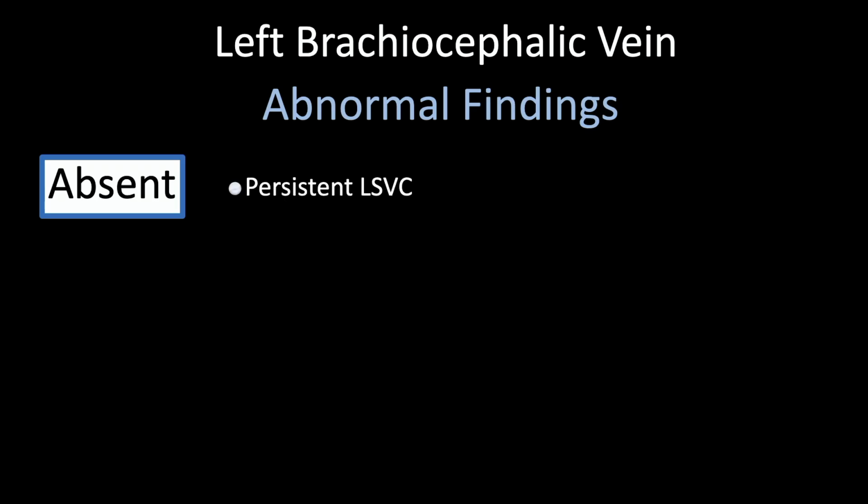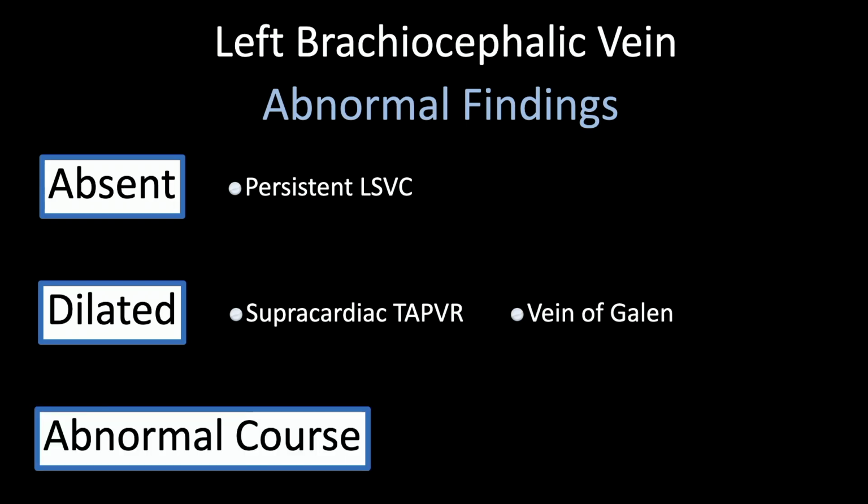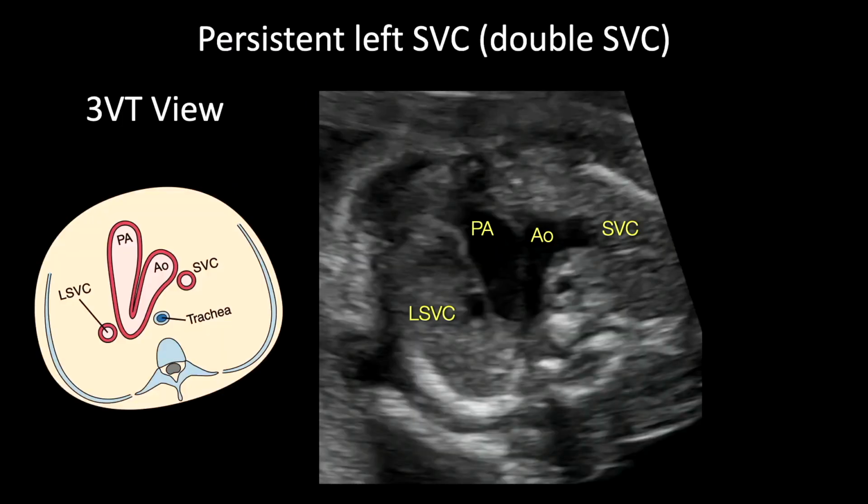That is because you have the left superior vena cava persisted, so there's no bridge. You can have a dilated left brachiocephalic vein, and I'll show you some examples, because of the supracardiac anomalous venous return. Or you have an AV malformation in the brain resulting in a dilated brachiocephalic vein. Or you can have an abnormal course that could be inside the thymus, behind the aorta, behind the trachea, in many different locations. So let's look at the persistent left superior vena cava.